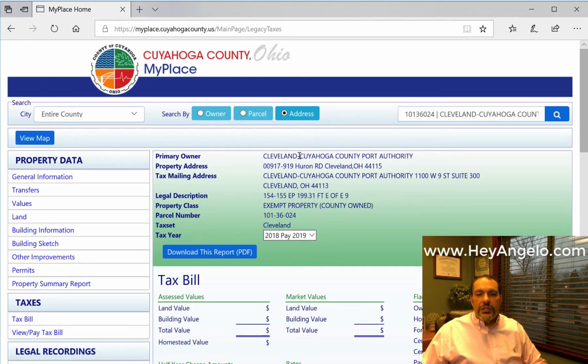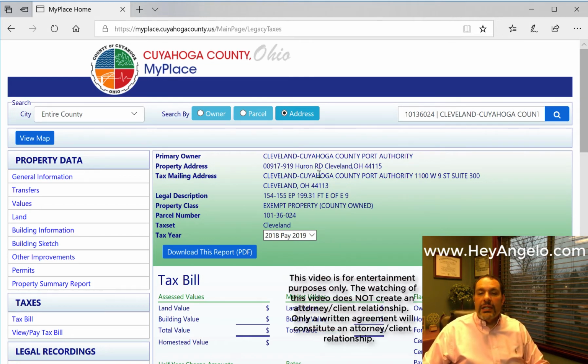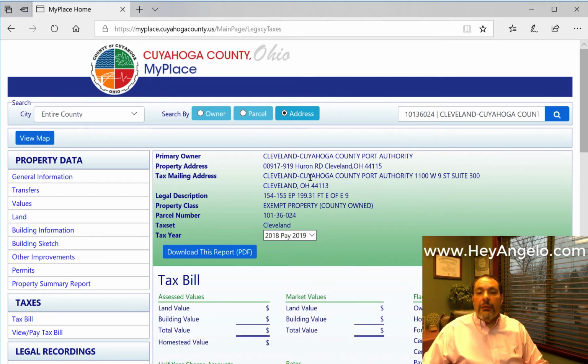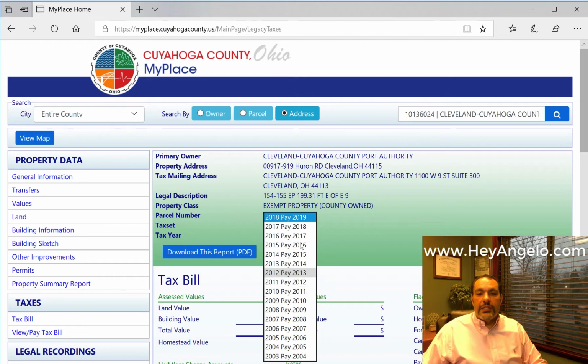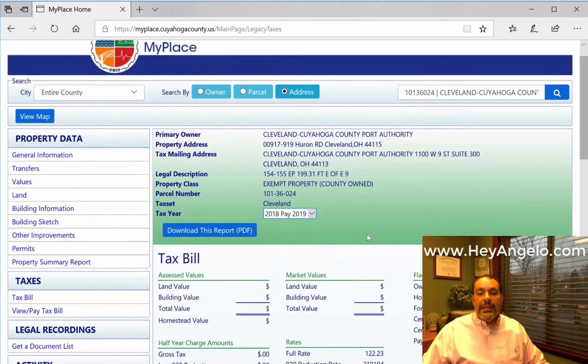When we click on tax bill, it shows who the owner is, the property address, the tax mailing address. A lot of times if your bank is paying your mortgage or your taxes for you, that will be the bank's address so that they're getting it. The legal description, what it is, this one's exempt, the parcel number, the city, and then you can look at prior years. If you notice, taxes are always in Cuyahoga County paid 6 months or a year in arrears, so that the bill that you're going to be paying in January of 2019 is for the first half of 2018.